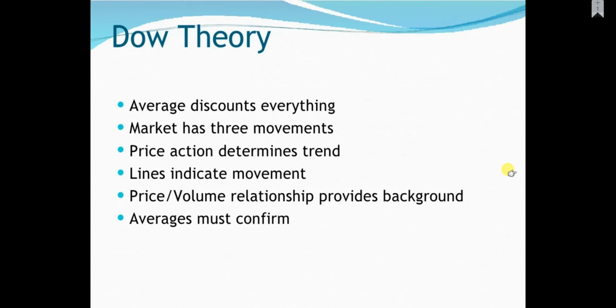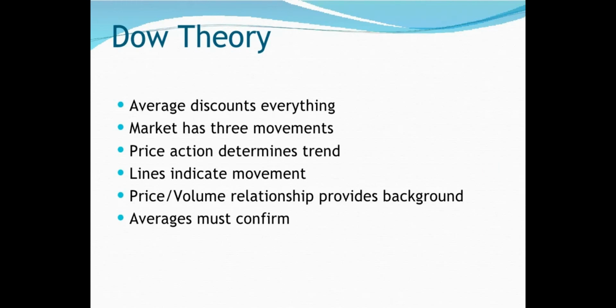Averages must confirm. Averages means moving averages. In technical analysis, we have different kinds of moving averages. For example, if you add a 50-day moving average, it will show you the last 50 days' average price on the chart. With that average price, the stock will move up and down. It will work as resistance and support. In the next session, we will be discussing resistance and support.